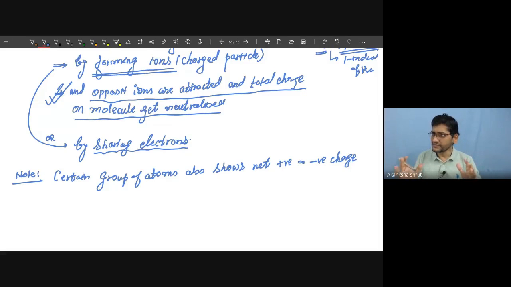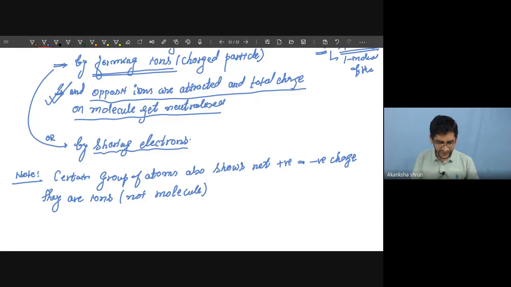Okay, so there will be some groups of atoms that appear like a molecule, but they carry positive and negative charge. So they are also ions. They are not molecules. They are ions. Write in bracket, not molecule.